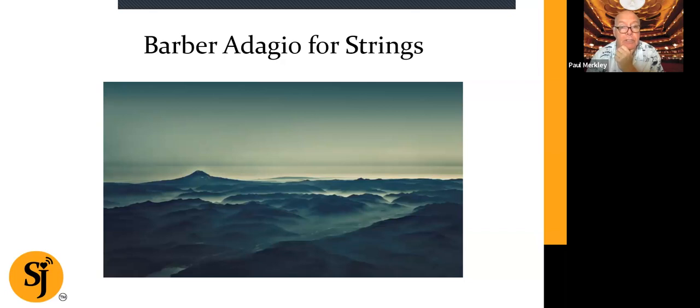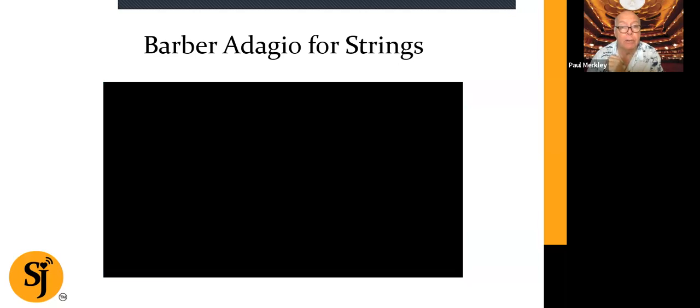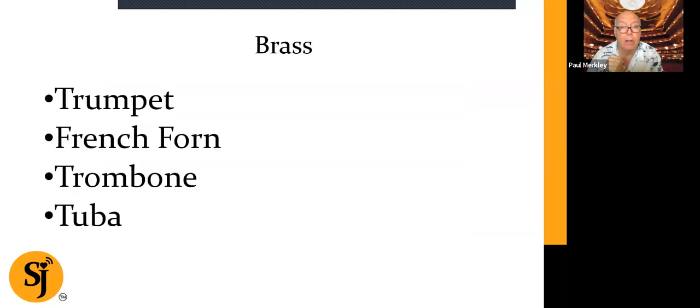All right, next, those shiny brass instruments. Bright, bright colors from this. I've picked Aaron Copland's Fanfare for a Common Man. They are the trumpet, the French horn, the trombone, and the tuba, again, from highest sounding to lowest sounding. This piece by Copland is going to start out with the French horns. You'll see them and hear them.